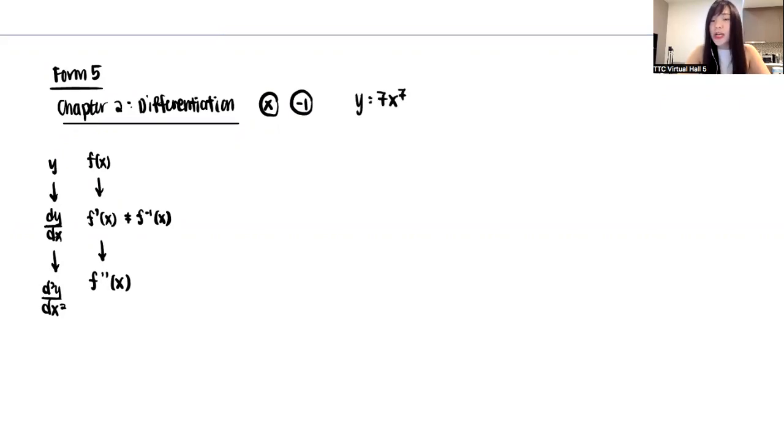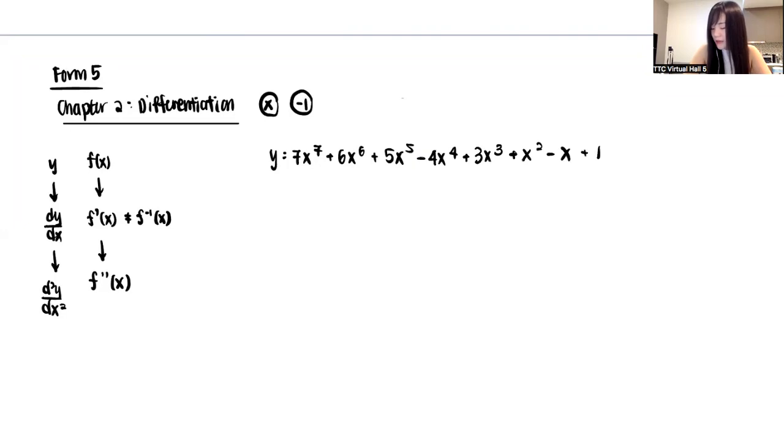y equals 7x power 7 plus 6x power 6 plus 5x power 5 minus 4x power 4 plus 3x power 3 plus x squared minus x plus 11. Sorry, not enough space, I need to put it down. Simply give one, okay? Whenever you want to differentiate, remember it's very important to write dy dx. If not, you will tend to forget you already started differentiating it.